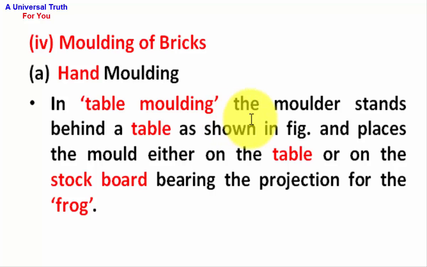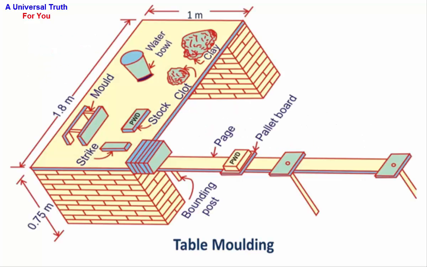In table molding, the molder stands behind a table as shown in the figure and places the mold either on the table or on the stock board bearing the projection for the frog. This is the figure of table molding. In it, height is 0.75 m, length is 1.8 m, breadth is 1 m. This is the mold, this is the water bowl, this is clay, this is cloth, stock, strike, bonding post, page, pallet board.